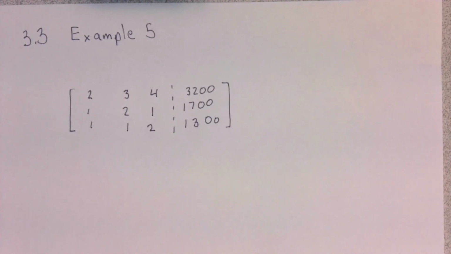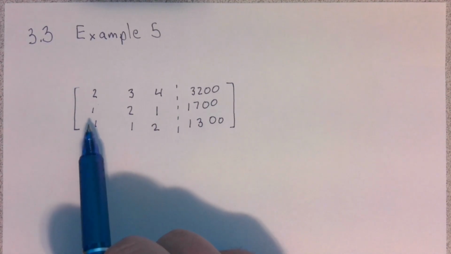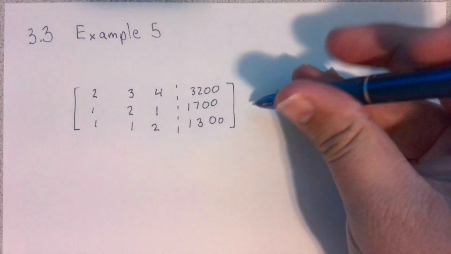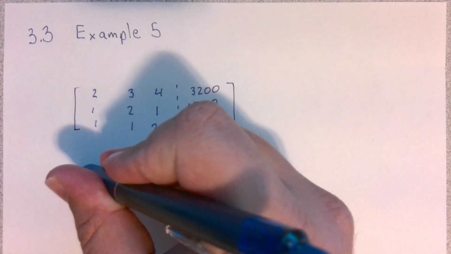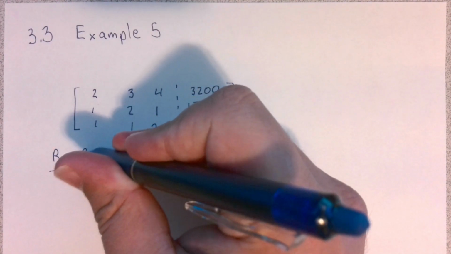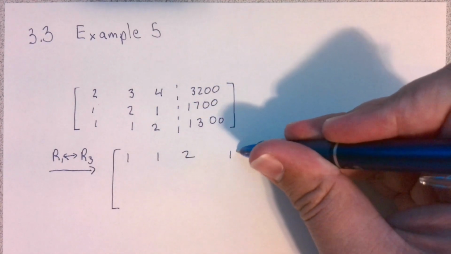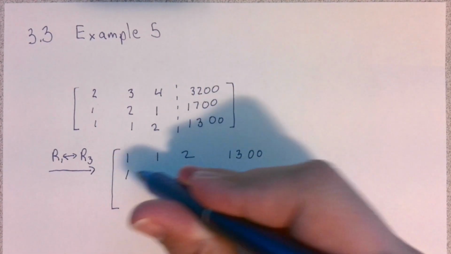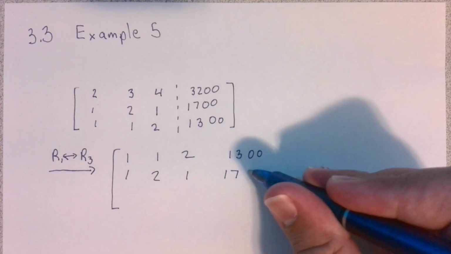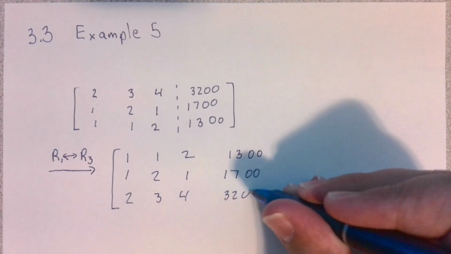And now we have to use the Gauss-Jordan elimination method to reduce it. So I want to get a 1 in this corner right away. So I'm going to swap row 3 and row 1. One, 2, 1,300. 1, 2, 1, 1,700. 2, 3, 4, 3,200.